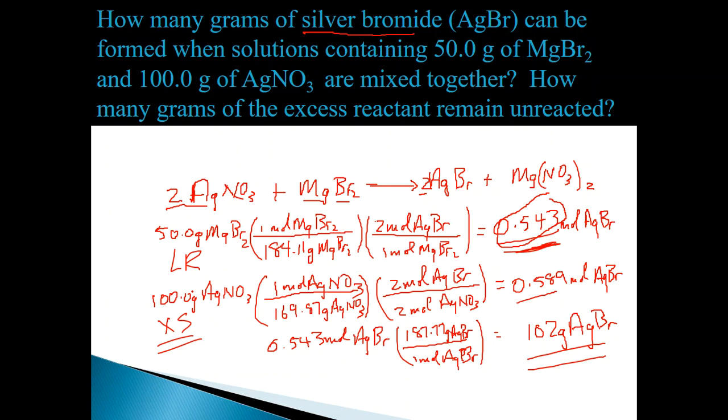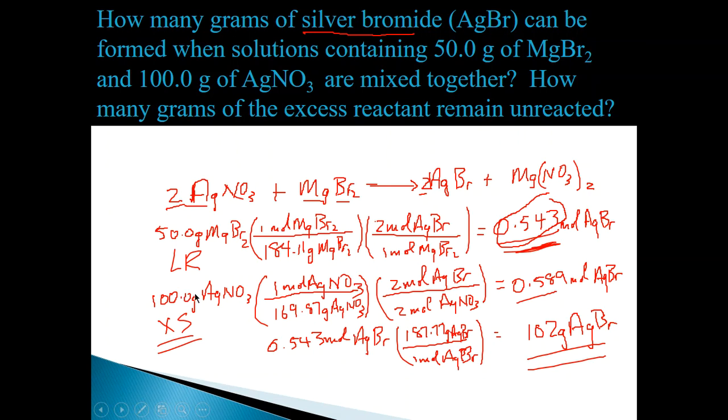So what the question is asking is how much of the excess reactant remains. In order for us to calculate that, what we need to do is find out how much of the excess reactant reacted, right? Once we find that out, we can subtract that amount from the amount that was there from the beginning, and that will give us the amount of silver nitrate, the excess reactant, remaining.